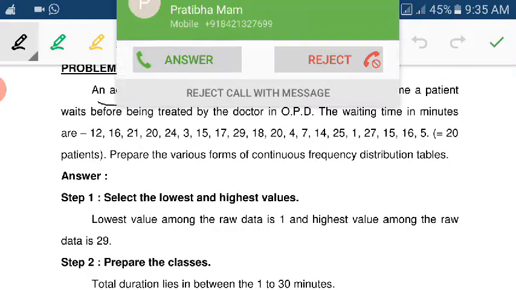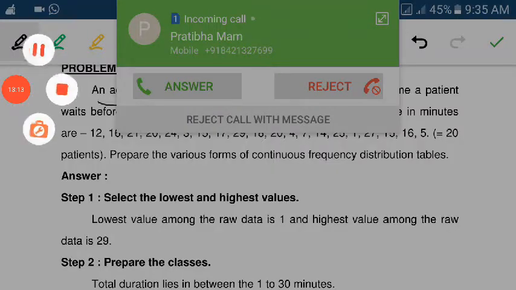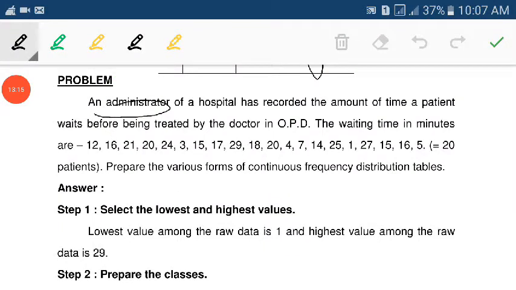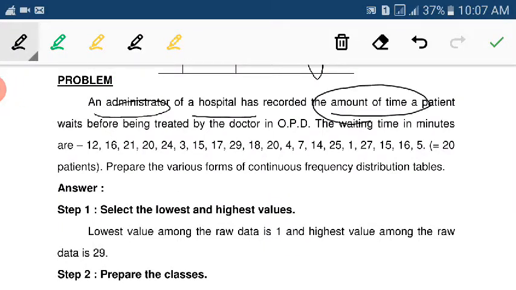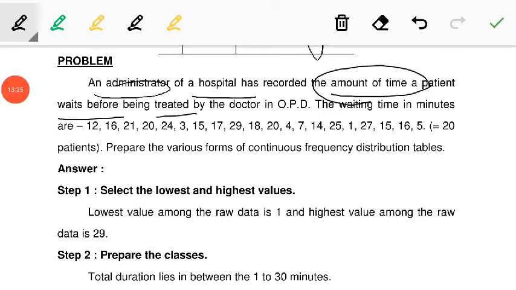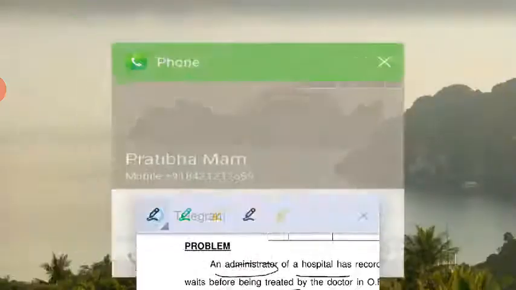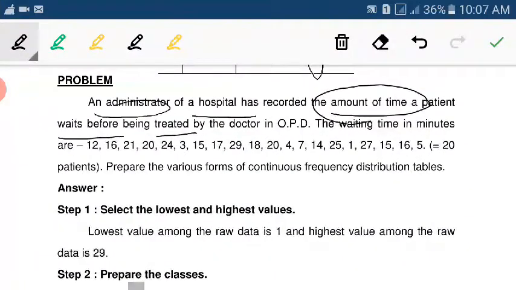Then a problem. An administrator of a hospital has recorded the amount of time patients wait before being treated by a doctor in the OPD. The waiting times in minutes are 12, 16, 21 and so on.